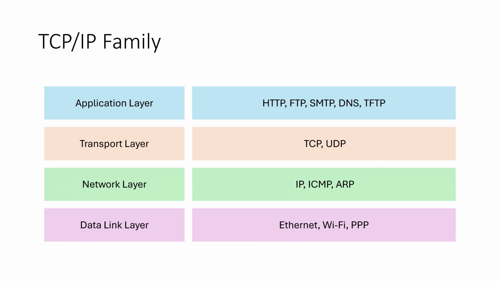And coming to the network or the internet layer, it is responsible for addressing and routing. IP, that is the Internet Protocol, assigns addresses and directs packets to their destination. ICMP helps with error reporting and diagnostics. ARP resolves IP addresses to hardware MAC addresses. Finally, the data link layer or the network access layer defines how data moves across physical networks. It includes Ethernet for wired LANs, Wi-Fi for wireless connections, and protocols like PPP for point-to-point serial links.